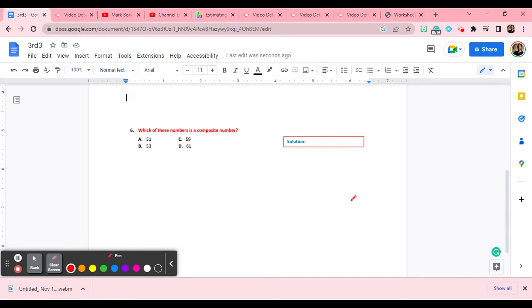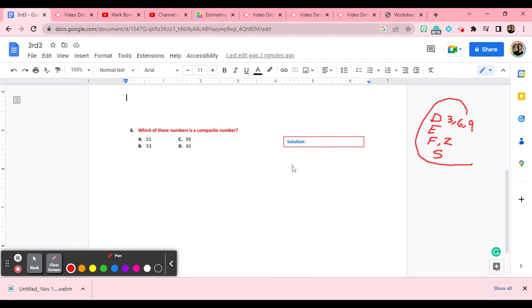Okay, so the first thing I'm going to do is draw over here my C for composite. There's my C. I'm going to put a D with a 3, 6, 9 after it. I'm going to put an E for even. I'm going to put an F for 5, a Z for 0, and an S for 7.